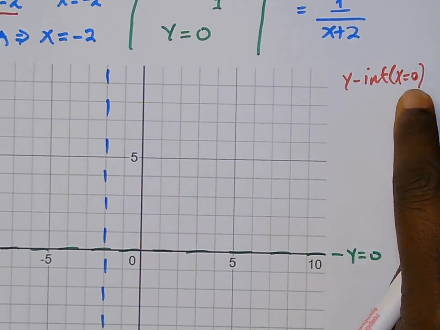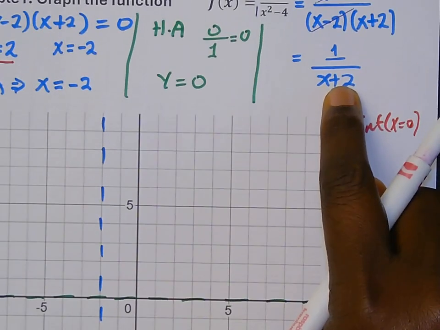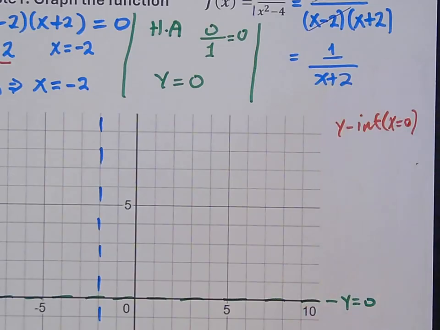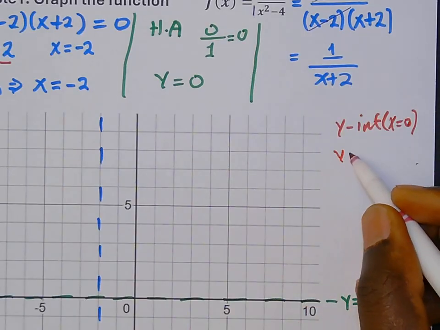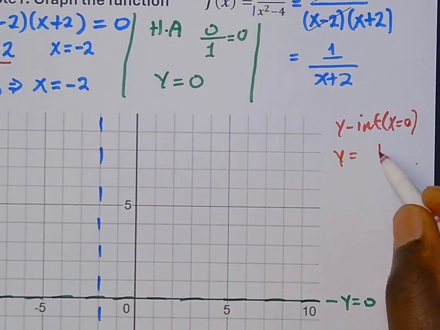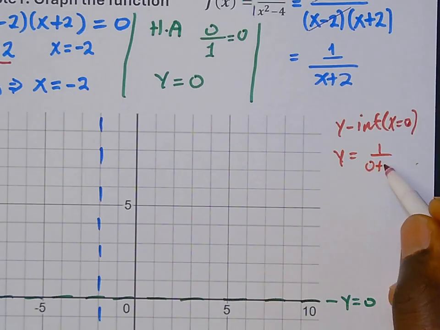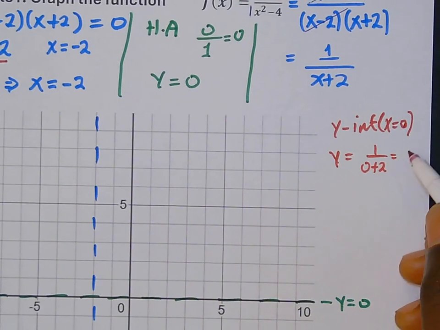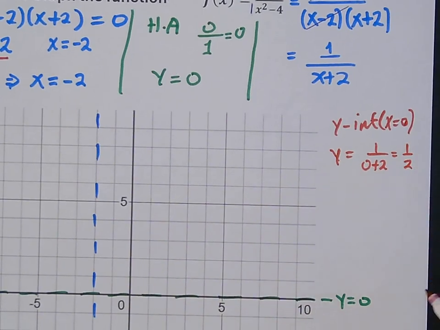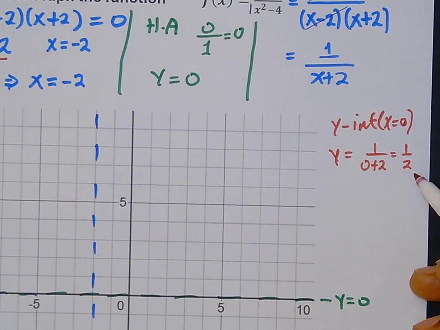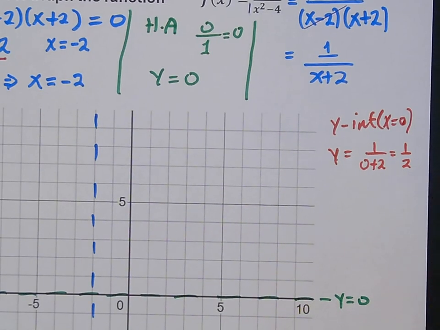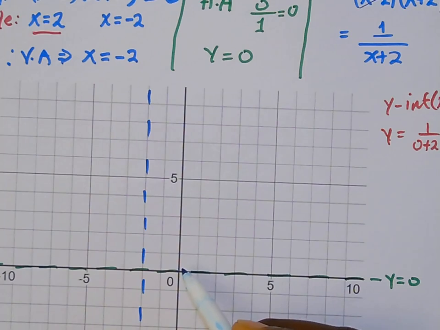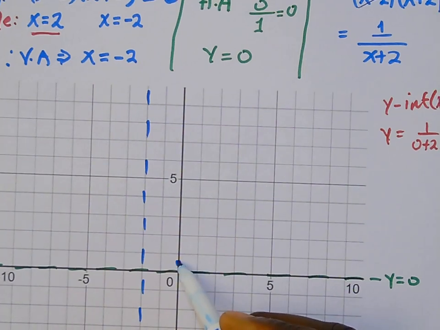So we are going to plug in 0 for x so we can solve for y in the equation. So I'll have y equals 1 over 0 plus 2, which is equal to 1/2. So the y-intercept is going to be (0, 1/2). So let's draw that. The y-intercept is going to be here, 1/2, which is 0.5.